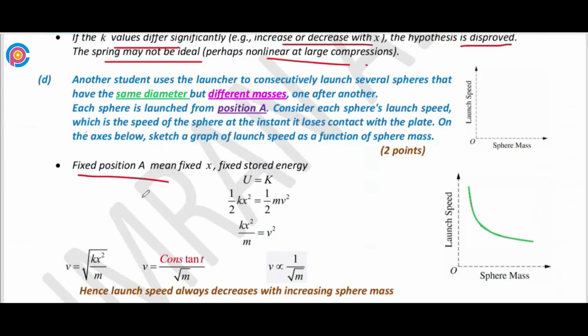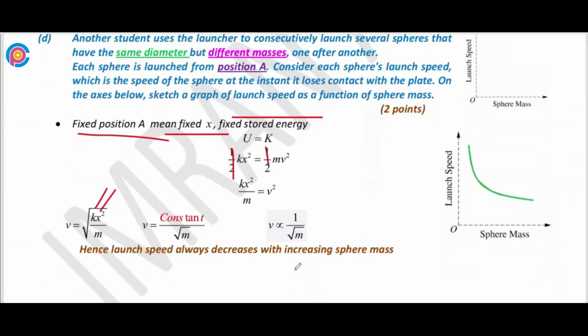Because the position is fixed, meaning x is fixed, the stored energy is fixed. So U is equal to 1/2 kx squared, equal to 1/2 mv squared. The 1/2 cancels, so kx squared by m is equal to v squared. K is constant, x is constant, so we can say the velocity is proportional to 1 over the square root of m. So from here we can say launch speed always decreases with an increase of sphere mass.